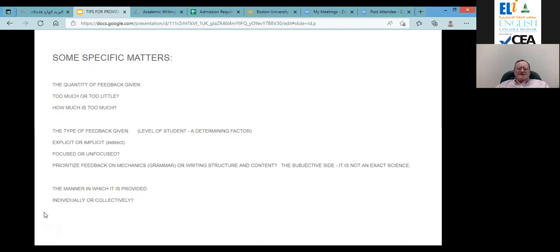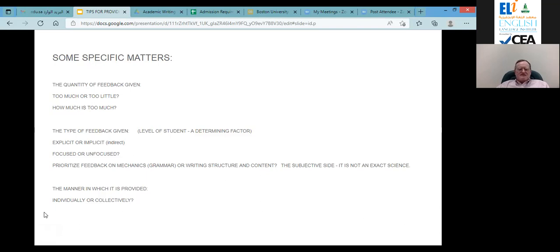So it's the quantity, how much. Okay, we already know what feedback is. We know why we provide it. We know who provides it. We know what the expectations are. We know, in general, how it's received. So now we're going to focus on the quantity, the type, and the manner.